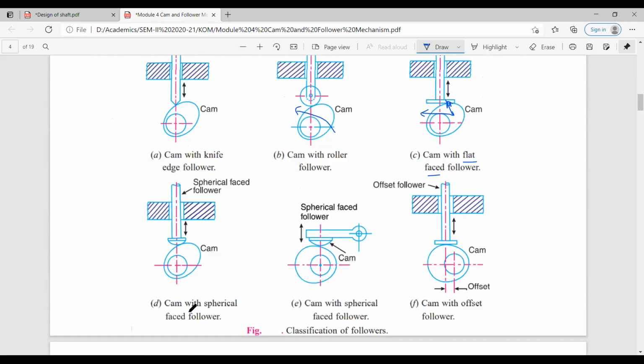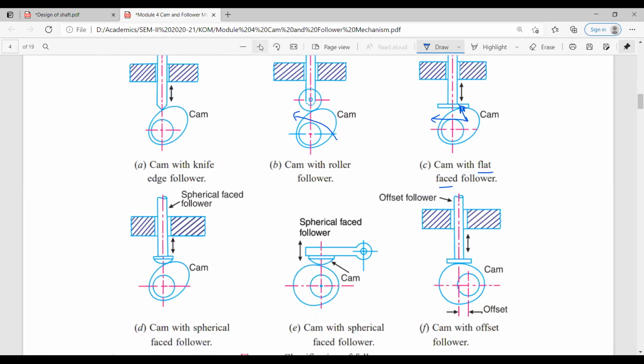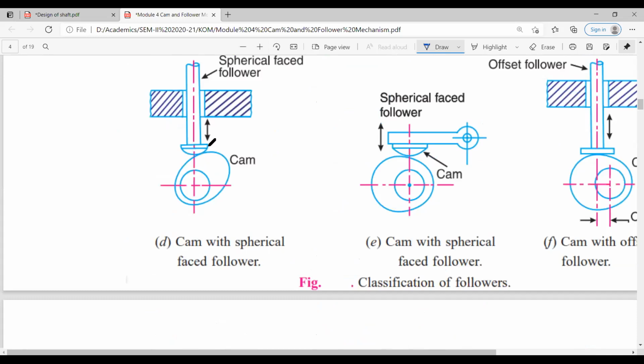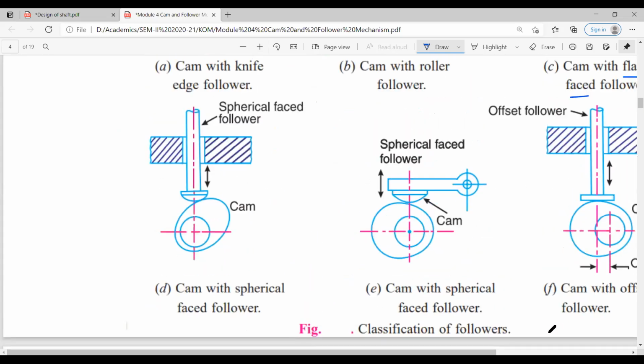So here you can see the cam with spherical faced follower. Here you can see that the surface of the follower is of spherical shape. So it is called a cam with spherical shape.